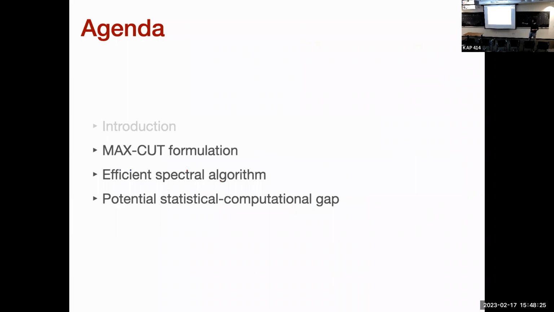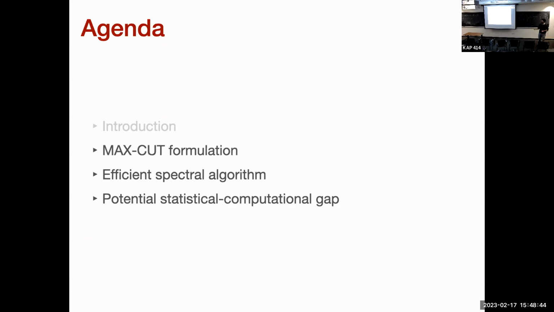So we already did the introduction. Next, we're going to talk about this combinatorial problem that gives a very good estimator, then we're going to try to give an efficient algorithm to solve this max spec problem. And finally, we're going to talk about this idea of a statistical-to-computational gap. I'll get back to exactly what I mean by that.